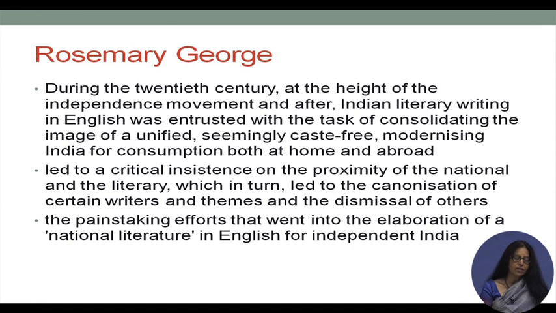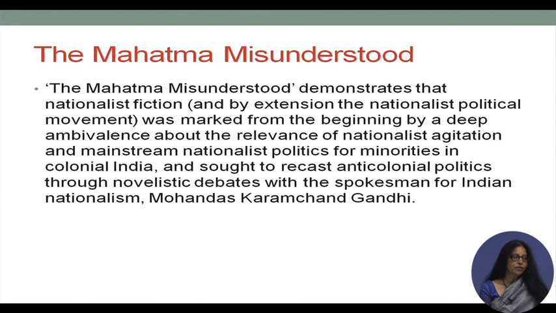She focuses on the painstaking efforts that went into the elaboration of a national literature in English for independent India. And another new study looks at how the Mahatma was misunderstood. It complicates the story of the involvement or implication of the writers in Indian languages or bhashas as well as English in the nationalist projects, by showing that the nationalist fiction, by extension the nationalist political movement, was marked from the beginning by a deep ambivalence about the relevance of nationalist agitation and mainstream nationalist politics for minorities in colonial India, and sought to recast anti-colonial politics through novelistic debates with the spokesman for Indian nationalism, namely Mohandas Karamchand Gandhi.